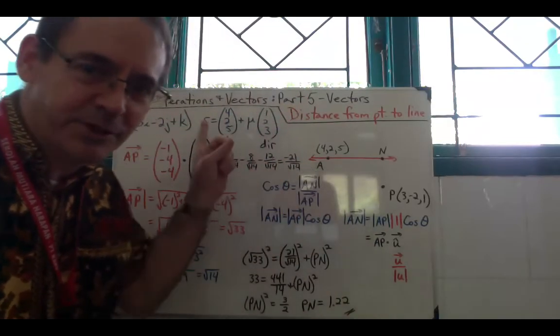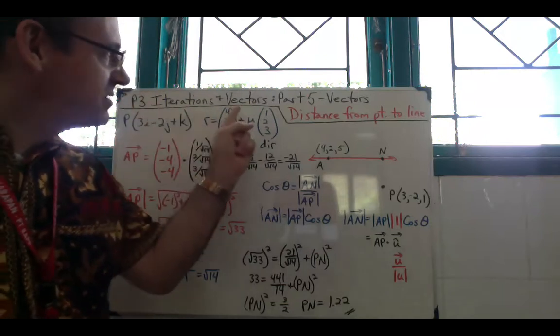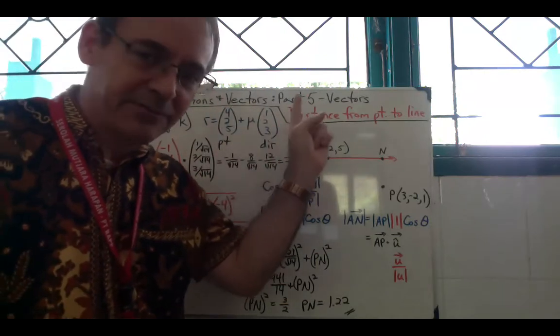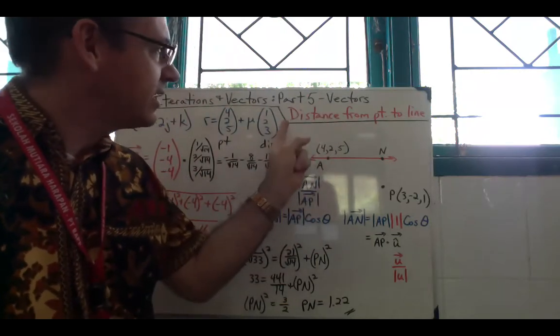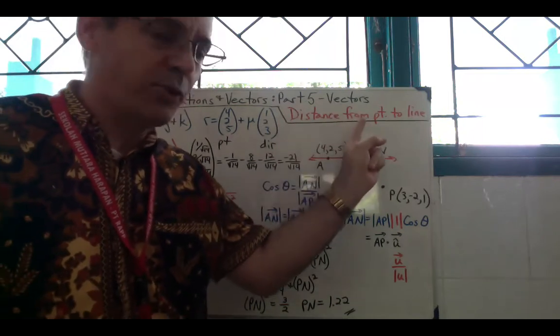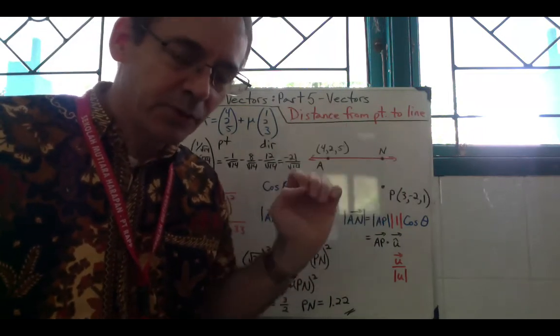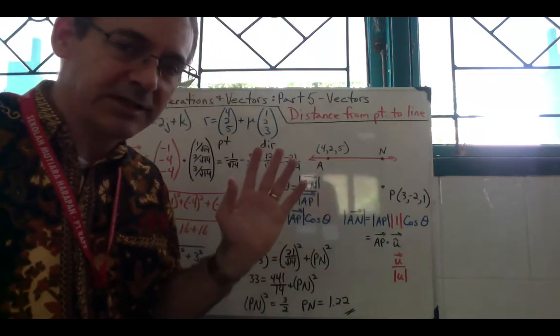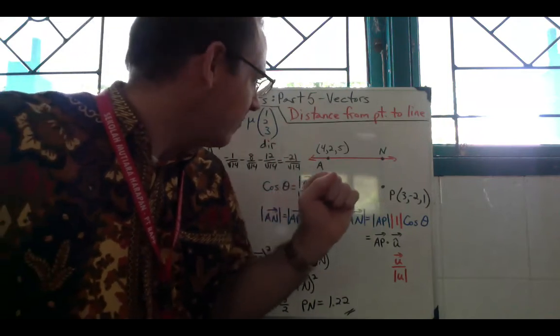Today we want to look at Pure Math 3, Iterations in Vectors, Part 5. We're still in vectors. This time we're looking at distance from a point to a line. Remember, we're not dealing with two-dimensional, we're dealing with three-dimensional lines.